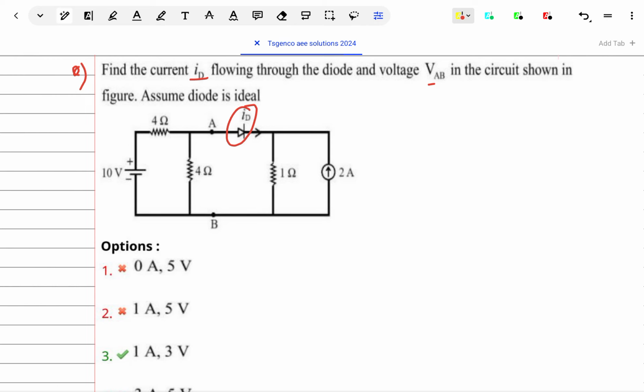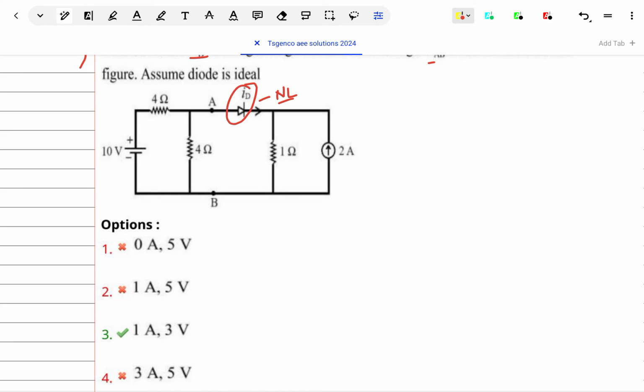Can we apply the superposition theorem here? The superposition theorem is valid only for linear networks. A diode is a non-linear element. So what we will do is simplify this network. I am going to use the source transformation technique.